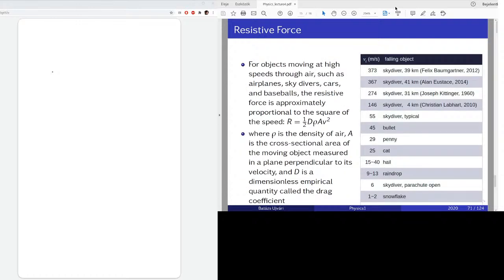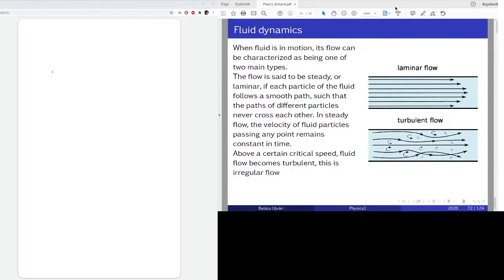I will continue with the resistive force. So resistive force, technically in the air, is more complex. It does not only depend on the velocity, but on the square of the velocity. That's pretty hard to calculate. Also the fluid motions. You have to know only two things.